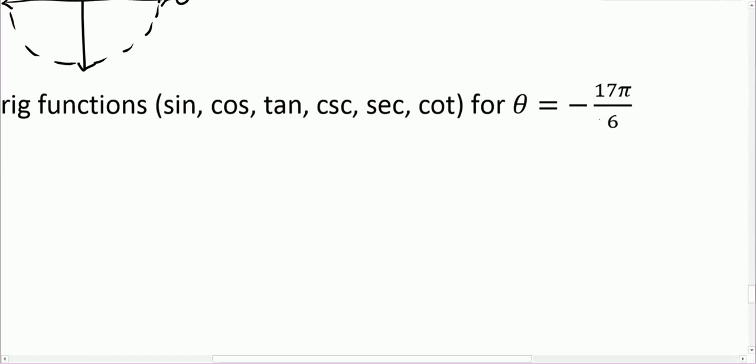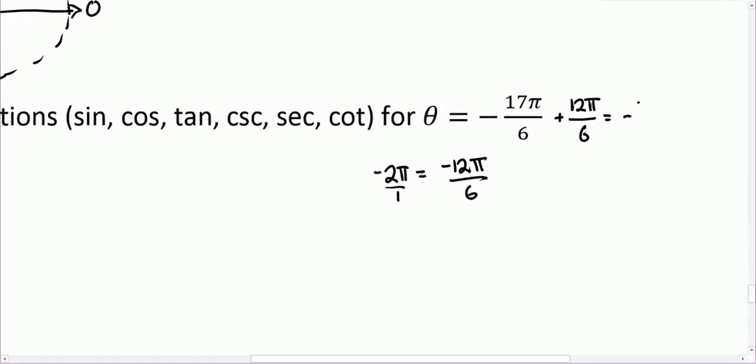So first of all, realize that this is larger than negative 2 pi. Negative 2 pi is equal to negative 2 pi over 1. If I multiply top and bottom by 6, I get negative 12 pi over 6. In terms of degrees, this would be more than negative 360. So I'm going to find a coterminal angle by adding 2 pi to this, which is 12 pi over 6, and I end up with negative 5 pi over 6.